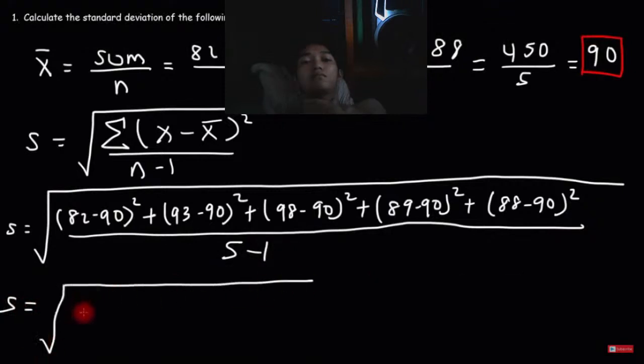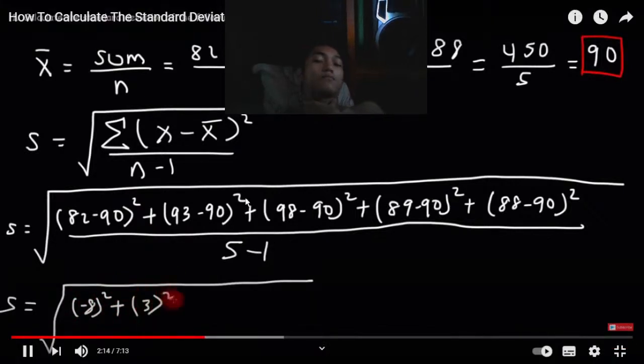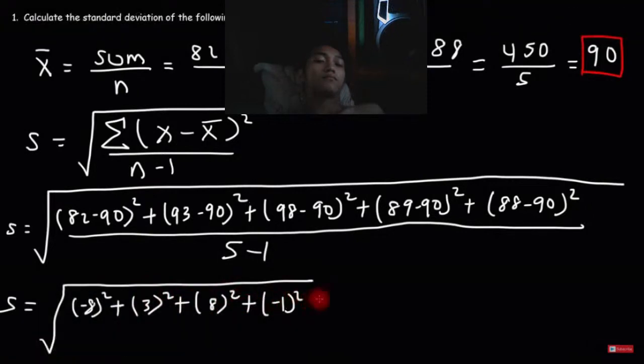82 minus 90 is negative 8. So this is going to be negative 8 squared. But once you square it, the negative sign won't matter. And then it's going to be plus 3 squared. 98 minus 90 is 8. 89 minus 90 is negative 1. And so forth. And then divided by 4.